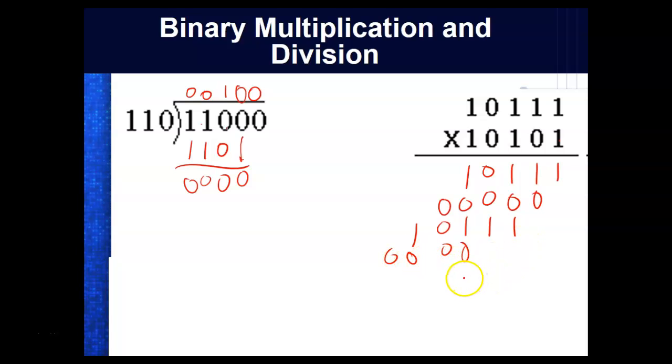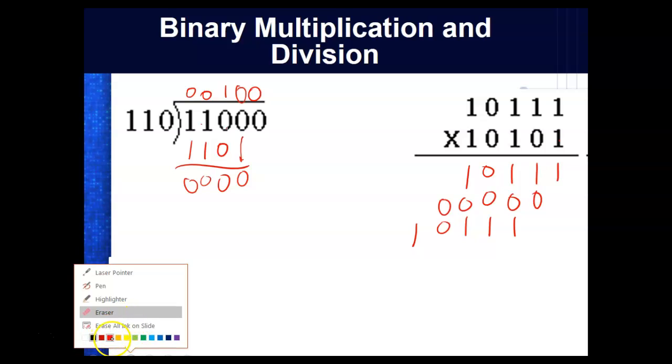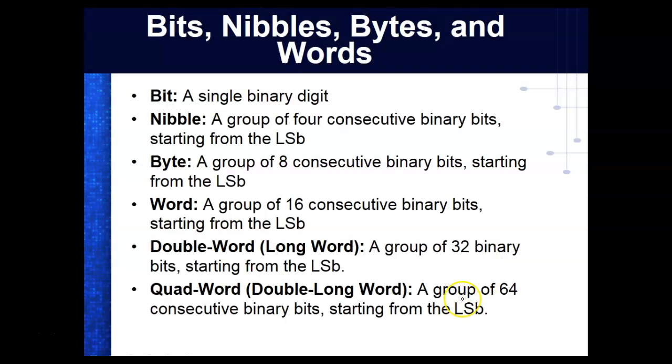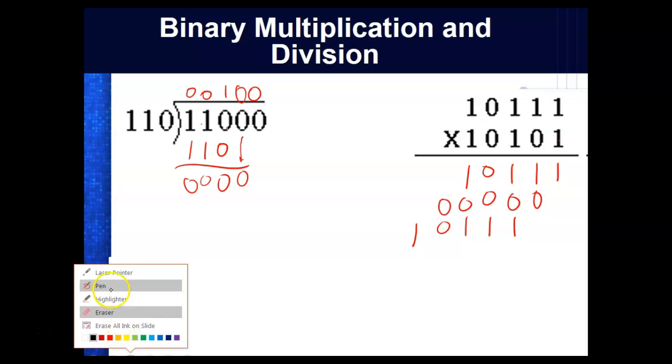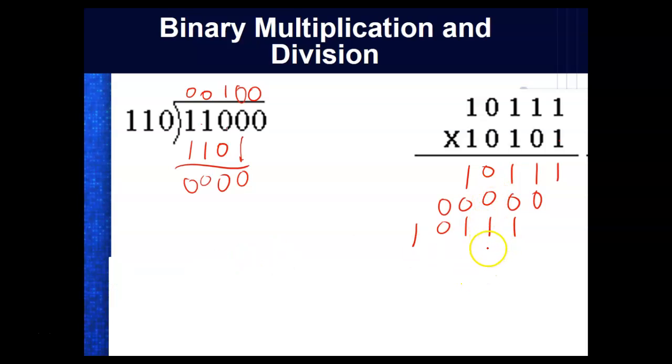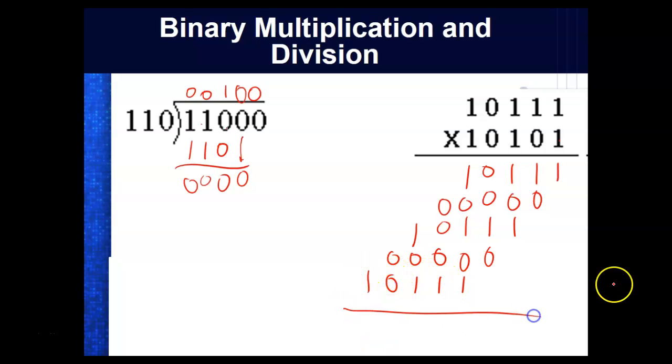I think I might have made a mistake. So we shift it right here. In fact, what we usually do is just skip one. And then I would come down here and write down the top number again. Then I'd add them.